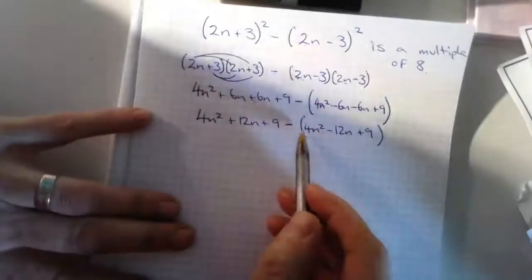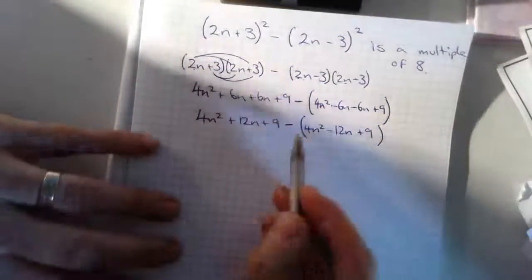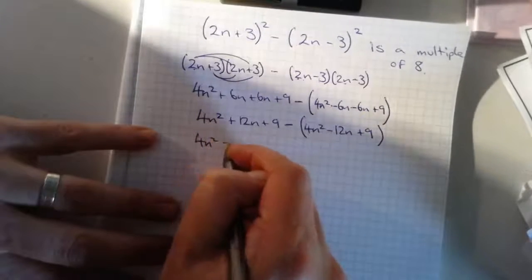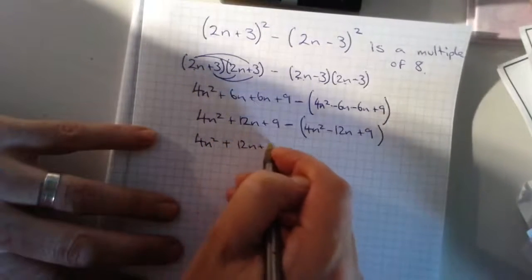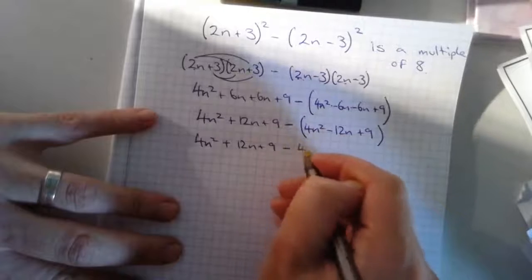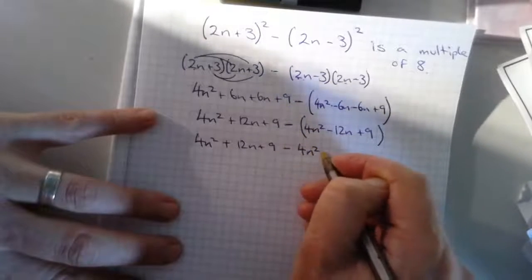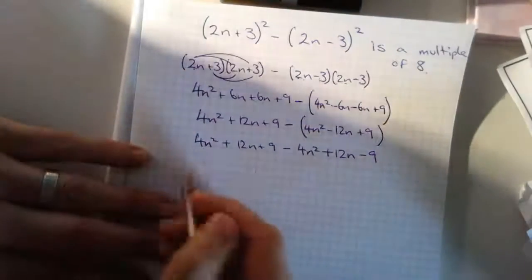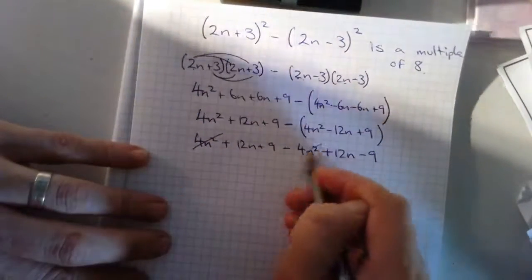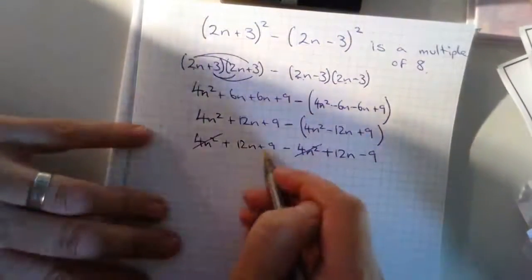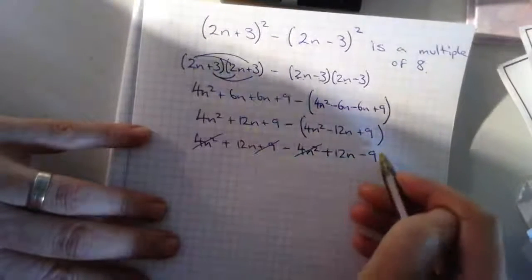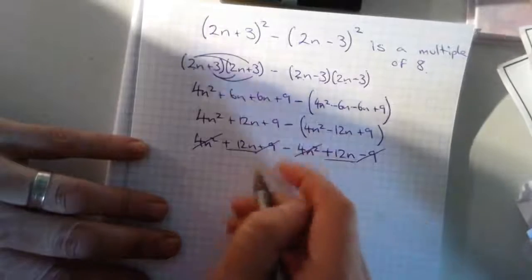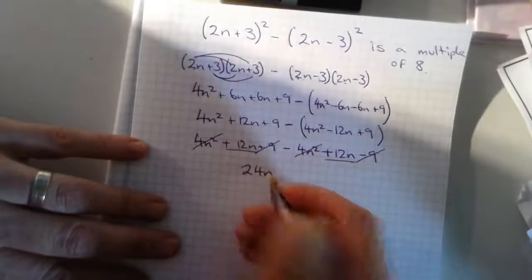Now this is why I've left in the bracket, because we've got to take away all of it. So all of the signs are going to change. So 4n squared plus 12n plus 9, take 4n squared plus 12n, take 9. Now you should see that that 4n squared cancels with that 4n squared. That plus positive 9 cancels with that negative 9, leaving you with 12n plus another 12n, which is 24n.